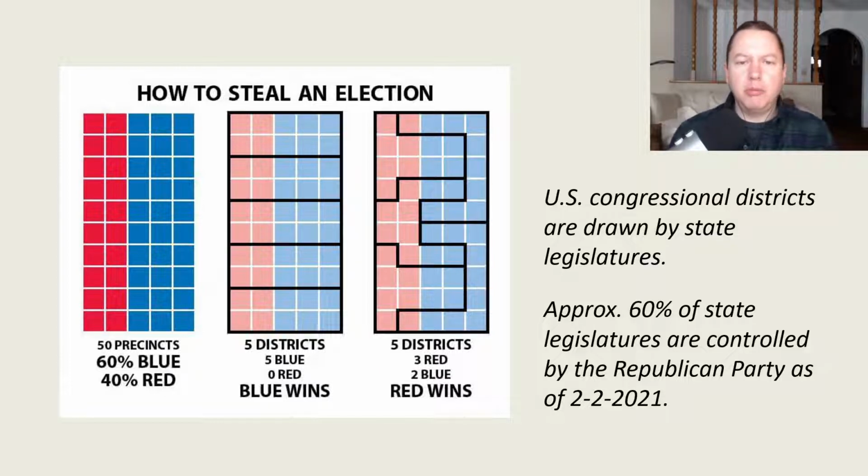So let's talk a bit more about gerrymandering. Here you've got 50 precincts. 60% of them are blue, 40% are red. You could draw those 50 precincts into 5 districts in such a way that there are 5 districts where the majority of the precincts are blue. You could also redraw it in such a manner so that the 5 districts have 3 red majorities and 2 blue majorities.